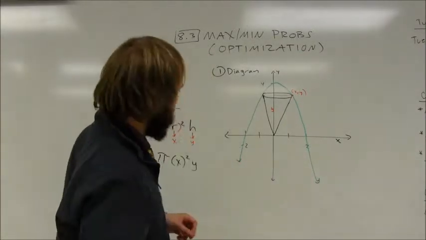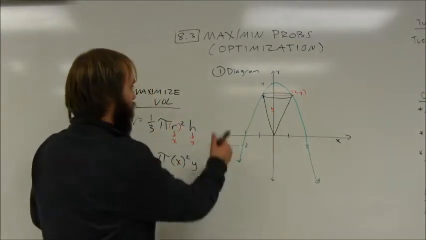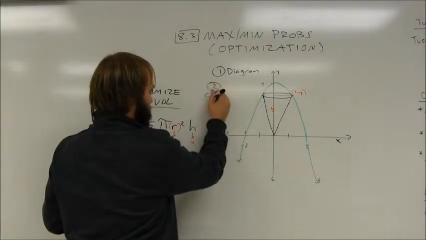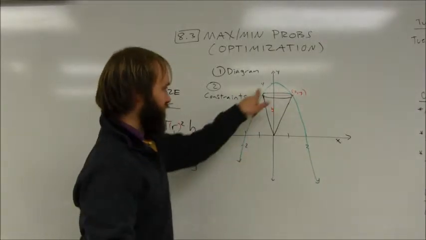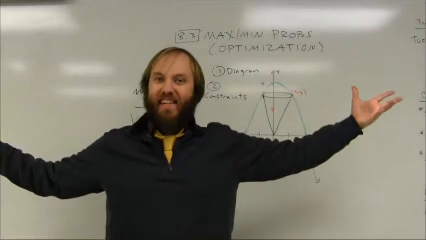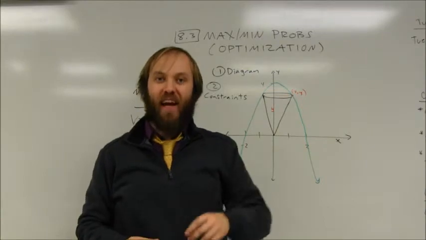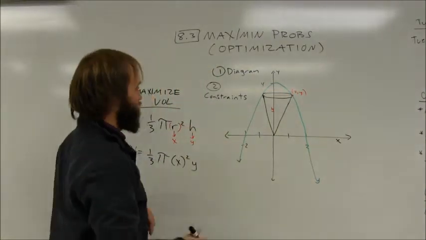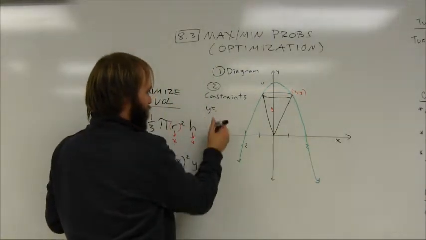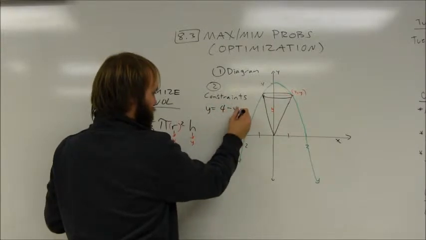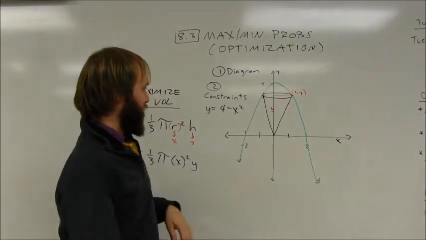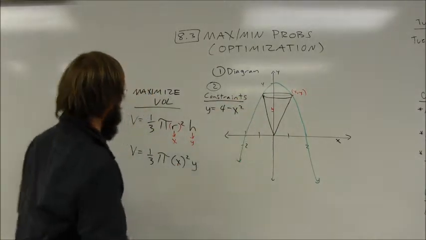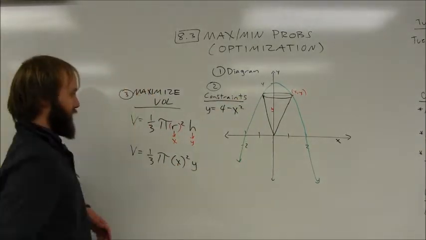I was actually given the constraints equation when I was given the original function. I didn't maybe realize it. But if you think about it, this function is a constraint. I can't have any sized cone that I want. It's got to fit under this graph. So the constraint is basically that y has to equal 4 minus x squared. That's this green function here. And then I can do my maximizing and minimizing.